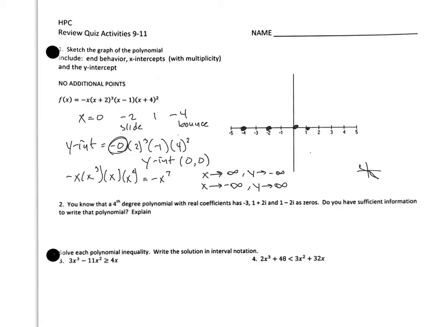So we know that this end is going to go down, this end is going to go up. It's going to bounce here at -4. We don't know how high. If you notice, the directions say no additional points. And then when you come through here, it's going to slide. And then it turns around and goes back. We don't know how high. And it just goes down from there. It's a rough graph, but that's the idea of it.